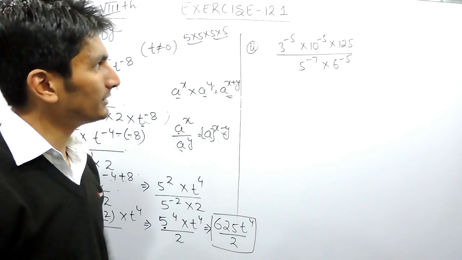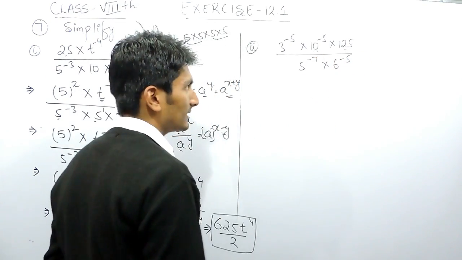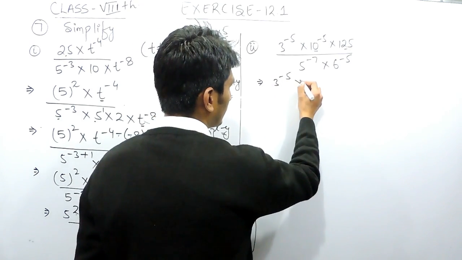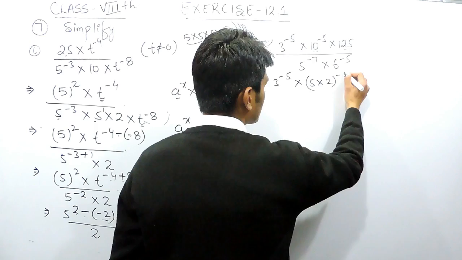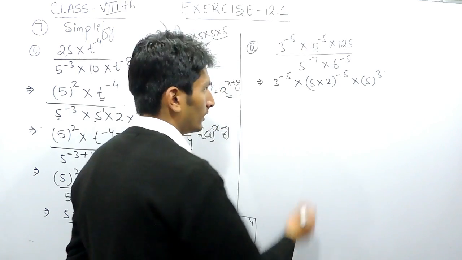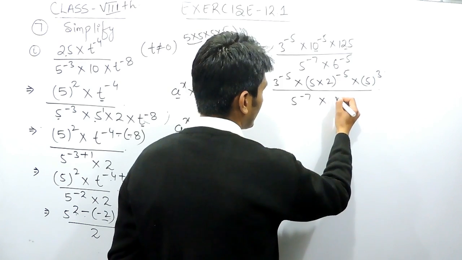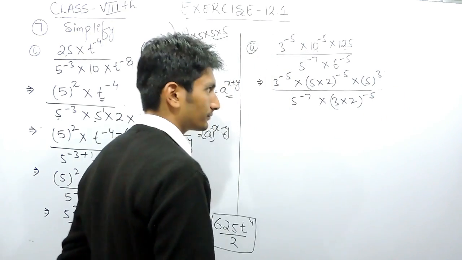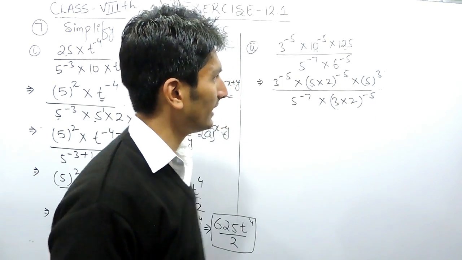Similarly, you need to solve the second part. Again, you have to convert all these numbers into the same base. So this 3 raised to power minus 5 can be written as it is. I can write 10 as 5 multiplied by 2 and this raised to power minus 5, and this can be written as 5 raised to power 3. Now this is whole upon this 5 raised to power minus 7, which will remain as it is, and 6 can be written as 3 multiplied by 2 raised to power minus 5, because 6 can be written as 3 multiplied by 2 and this power will remain as it is.